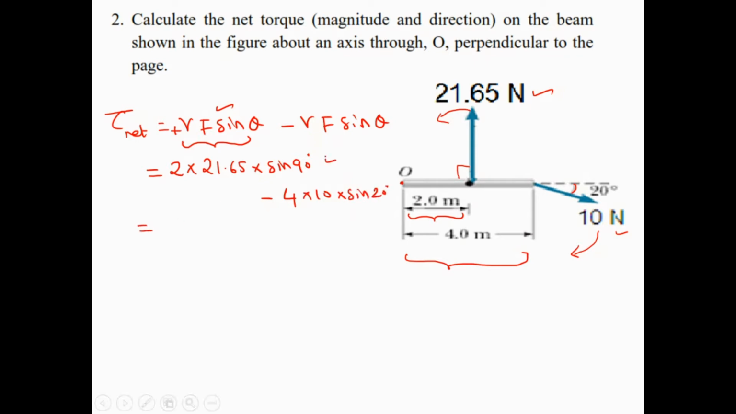Now, if you solve the first part, we are going to get 2 multiplied by 21.65 multiplied by sine of 90 degrees, which gives the value of 43.3, minus, in the second part, 4 multiplied by 10 multiplied by sine of 20 degrees, we got 13.68.